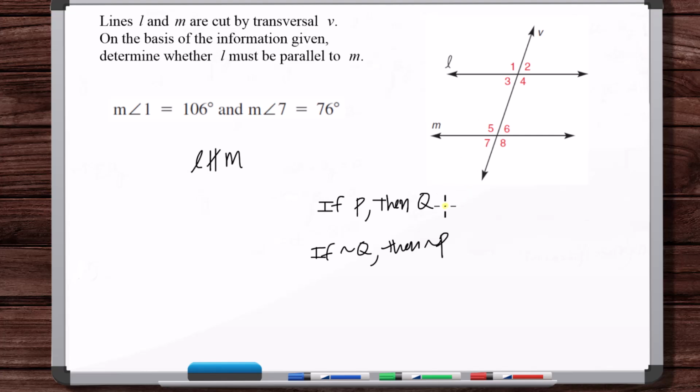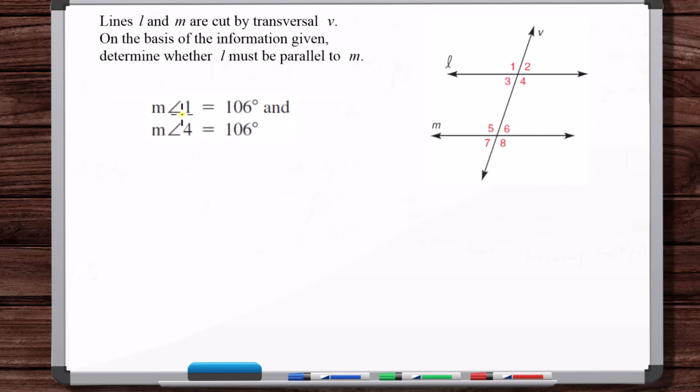Well, we know that based on the indirect proof, we assume that the contrapositive and the original conditional are the same. They're either both true or both false. Well, we know this is true, so the contrapositive is also going to be true. L is not parallel to M.